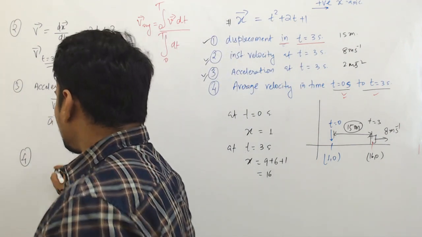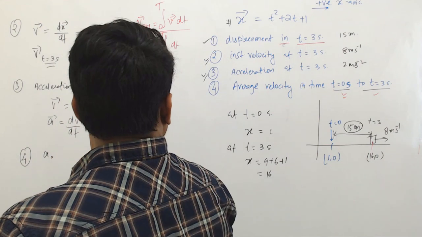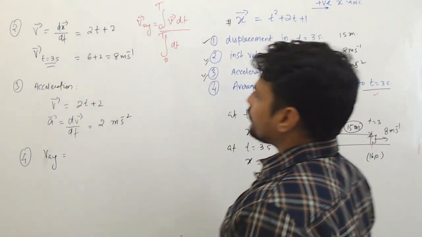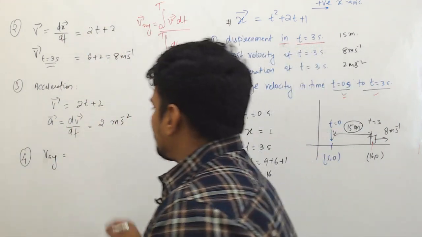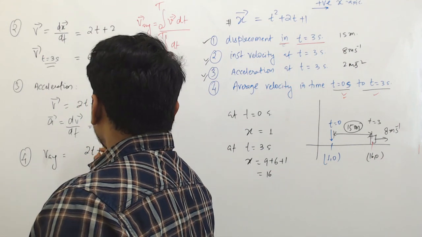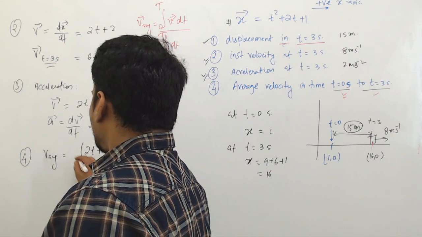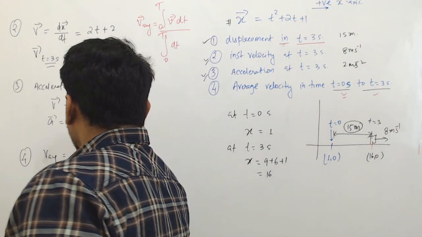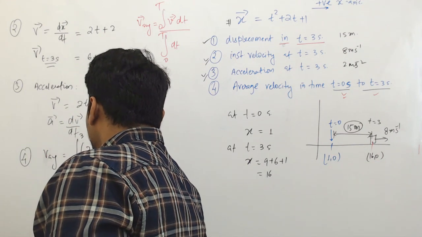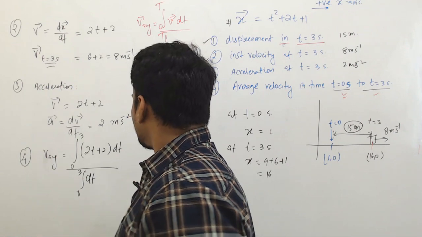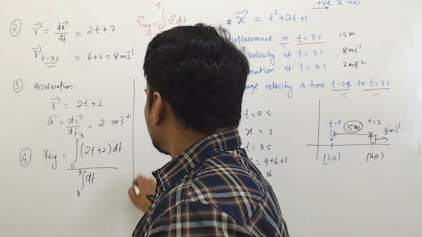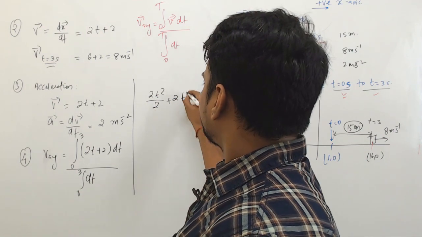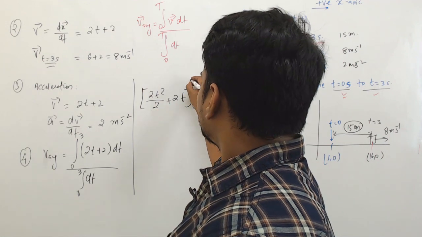Number 4 should be average velocity. They are asking for average velocity. What is the equation of velocity? 2t plus 2. Let's put it up here. So the integral of 2t plus 2 dt, and the time limit is 0 to 3 seconds, divided by the integral of dt from 0 to 3. Now that's going to be t square plus 2t, with limits 0 to 3.